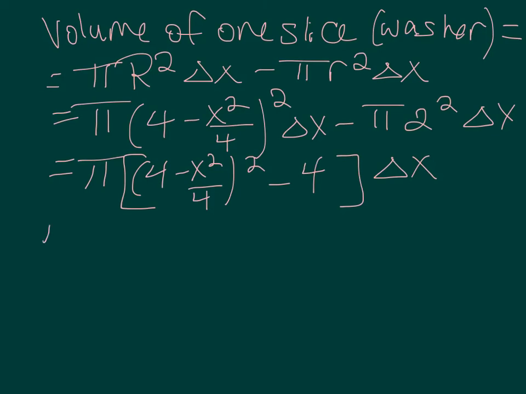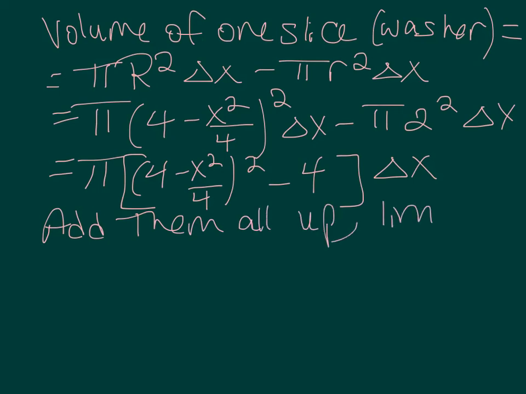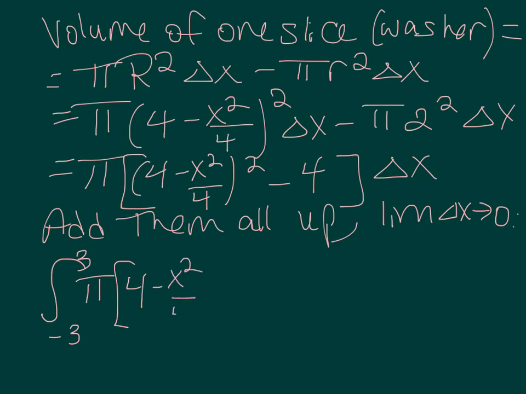And now add them all up. And take the limit as delta x goes to 0. And the sum becomes an integral. I have the integral from -3 to 3 of pi times (4 minus x squared over 4) squared minus 4. And remember, when you take that limit, the delta x becomes dx.